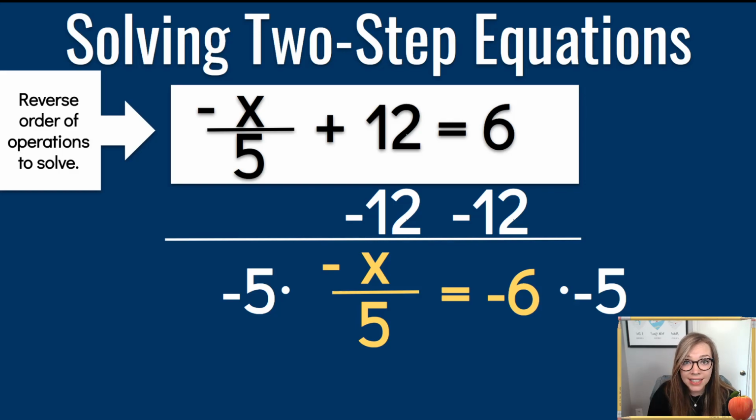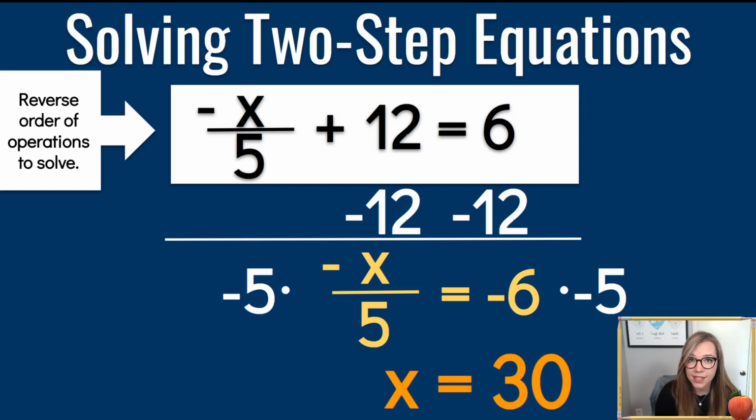So I'm going to multiply both sides of the equation by negative 5. When I do that, that's going to leave x by itself on the left side of the equation because a negative multiplied by a negative is going to give me a positive. So I'm left with x, and on the other side, I'm left with 30. Are we right? Well, let's check our work.